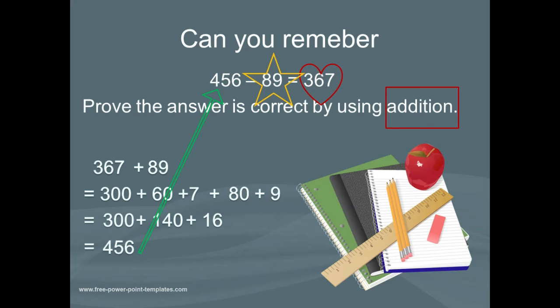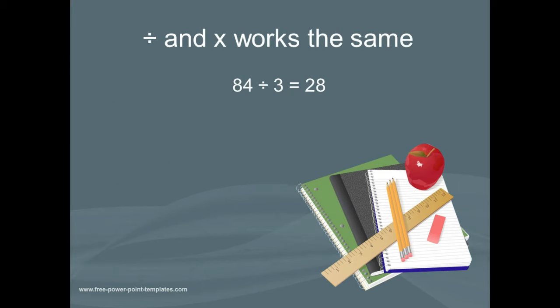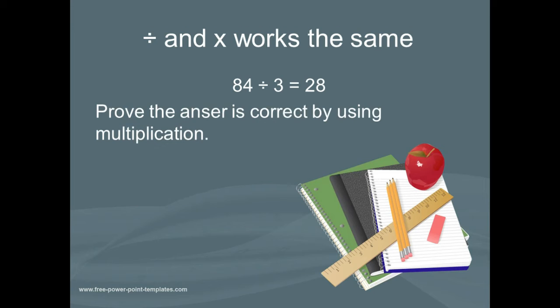So when that happens, you are done with your answer. You don't need to write anything else. That is your answer, and you will get your full marks. Division and multiplication work exactly the same. I will give you a sum, for example, 84 divided by 3 will give you 28. Now the question will be, prove that your answer is correct by using multiplication.